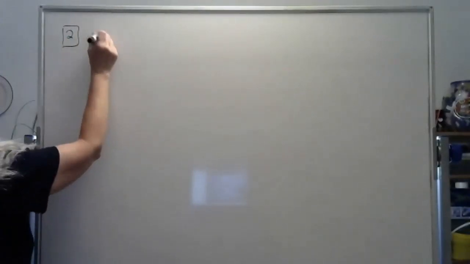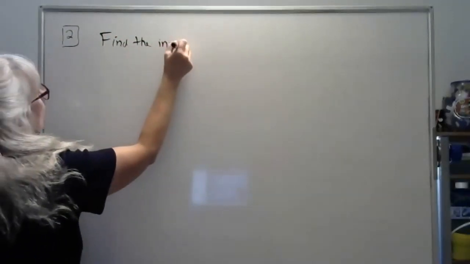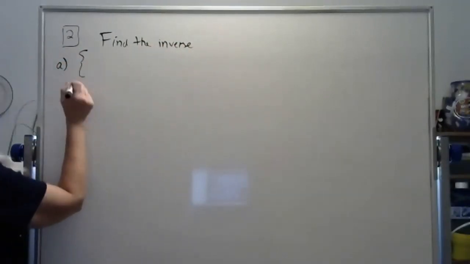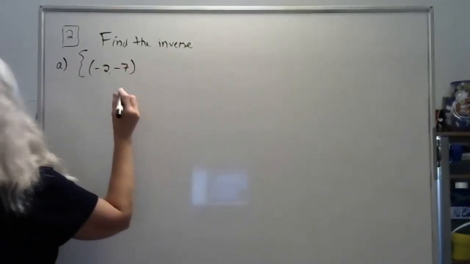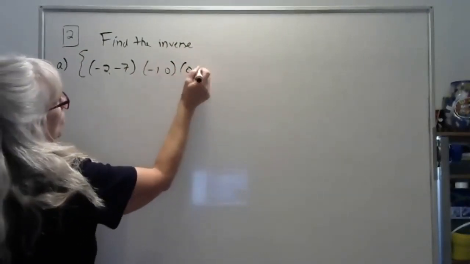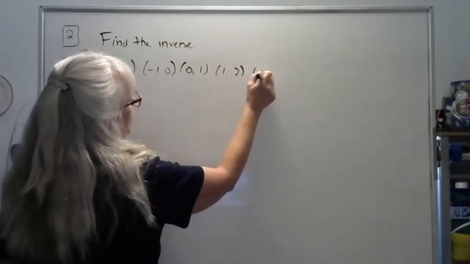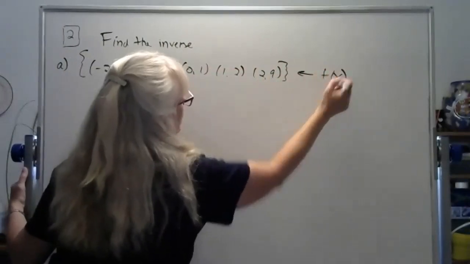So, example 2 on my handout asks us to find the inverse of each function. The first function is just a set of points. So we have the point -2, -7. I also have the point -1, 0. I have the point 0, 1. I have the point 1, 2, and the point 2, 9. So that's the original function. We're going to call that f of x.